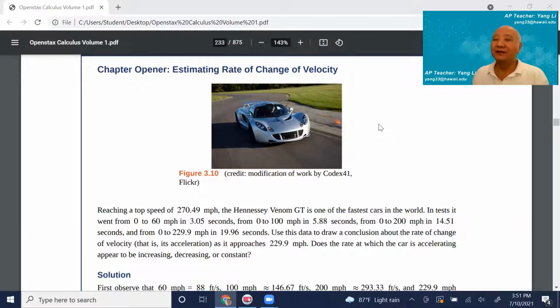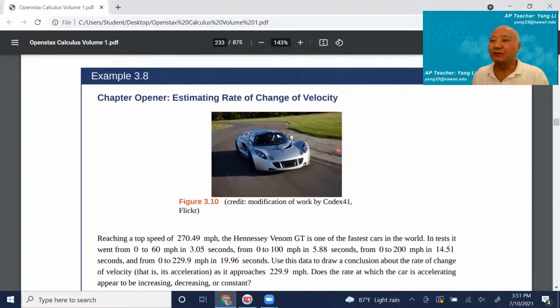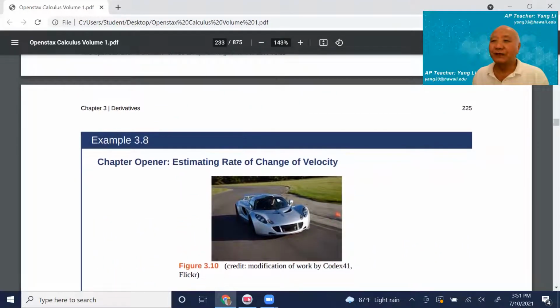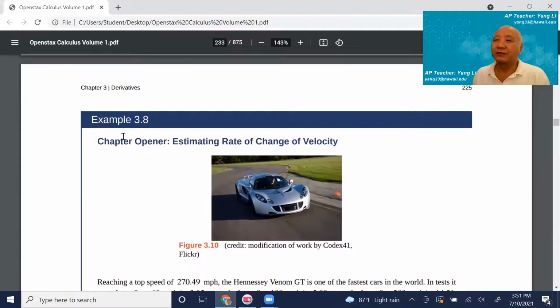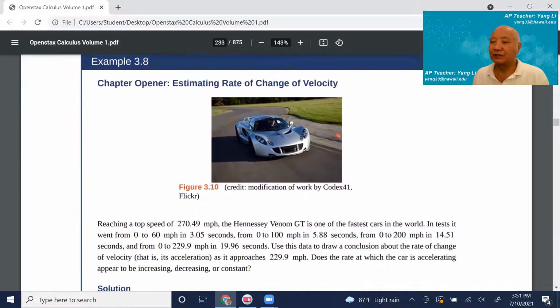And today we're going to discuss more about derivatives and continue from the last video session. Today we're going to cover example 3.8. This is a chapter opener: estimated rate of change of the velocity.